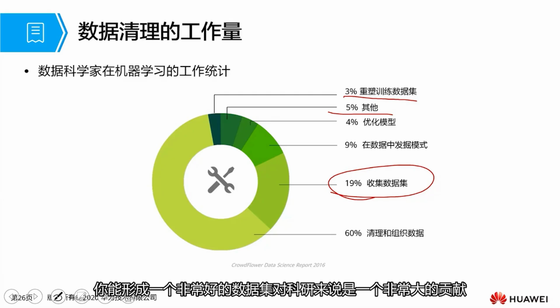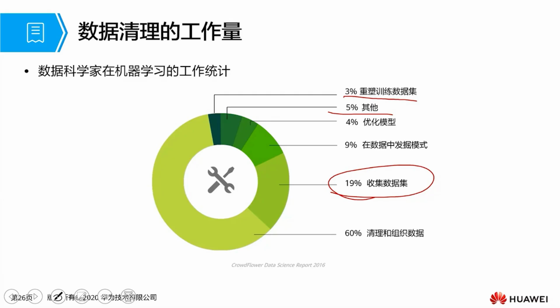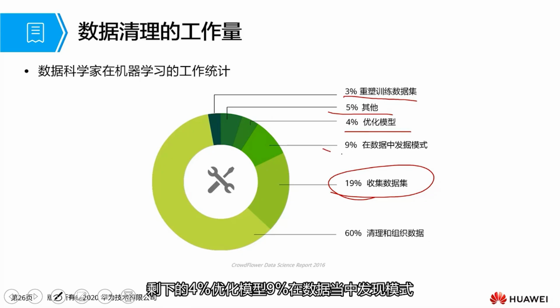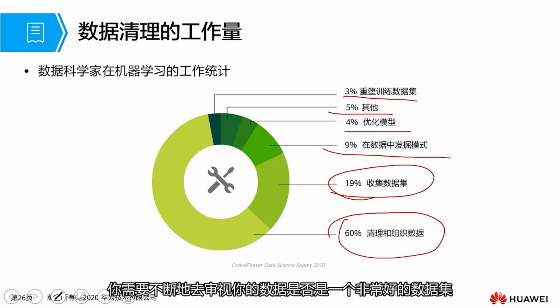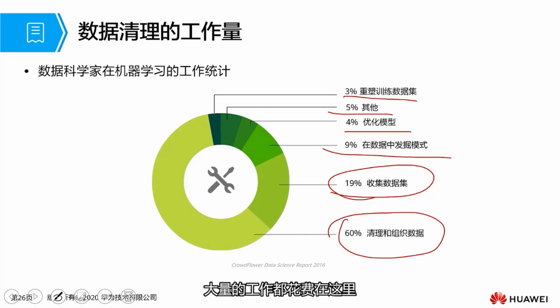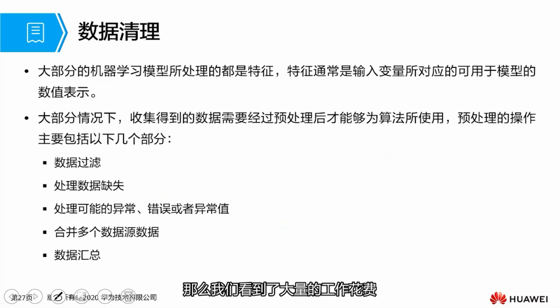Discover patterns in data, accounting for 9% of the total. What is the other 60% for? It is about cleaning and organizing data. You need to constantly review your data. Is it a very good data set? A large amount of work is spent here, so we see a lot of work being spent on the process of data cleaning. What does data cleaning mainly do?